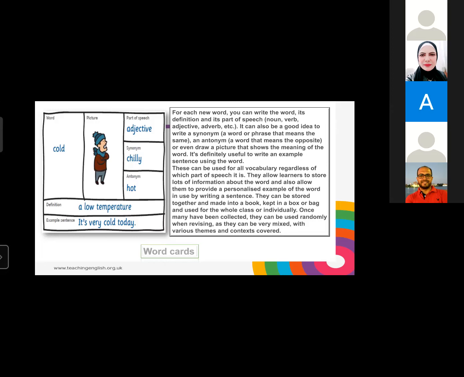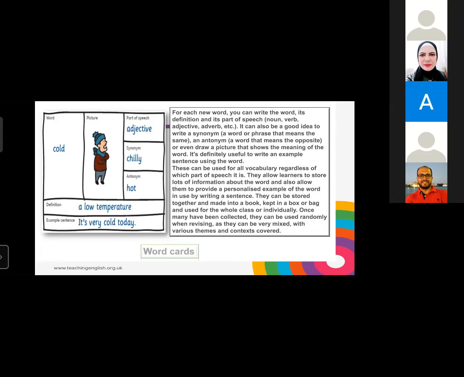But if you try to ask your learners to put the word in a sentence or try to give an example, it will be more memorable and it will be related to their life. They will never forget it, as Mr. Ahmed has mentioned. Okay, so this is how to use the word record. And I like this idea.